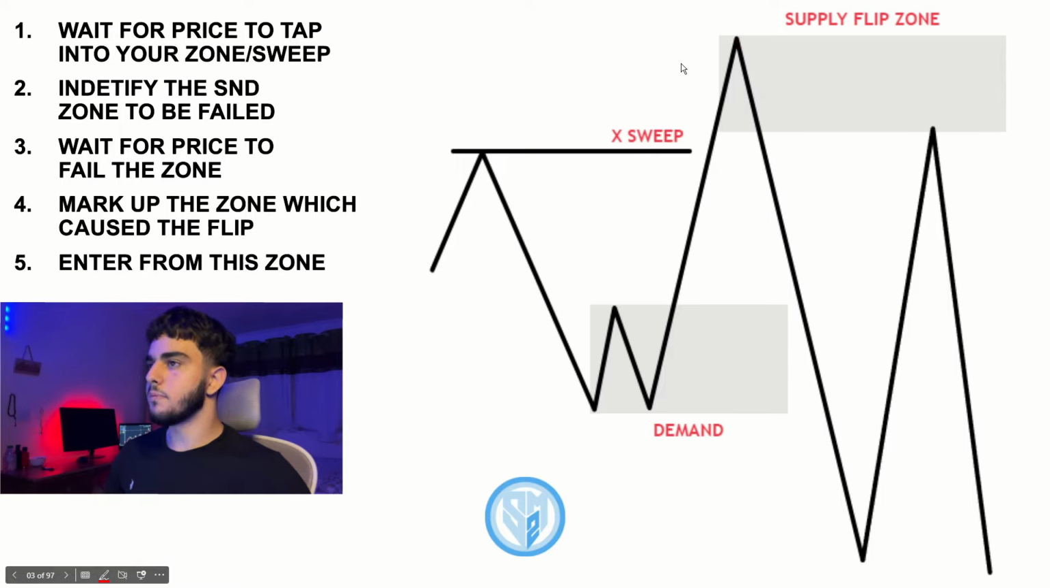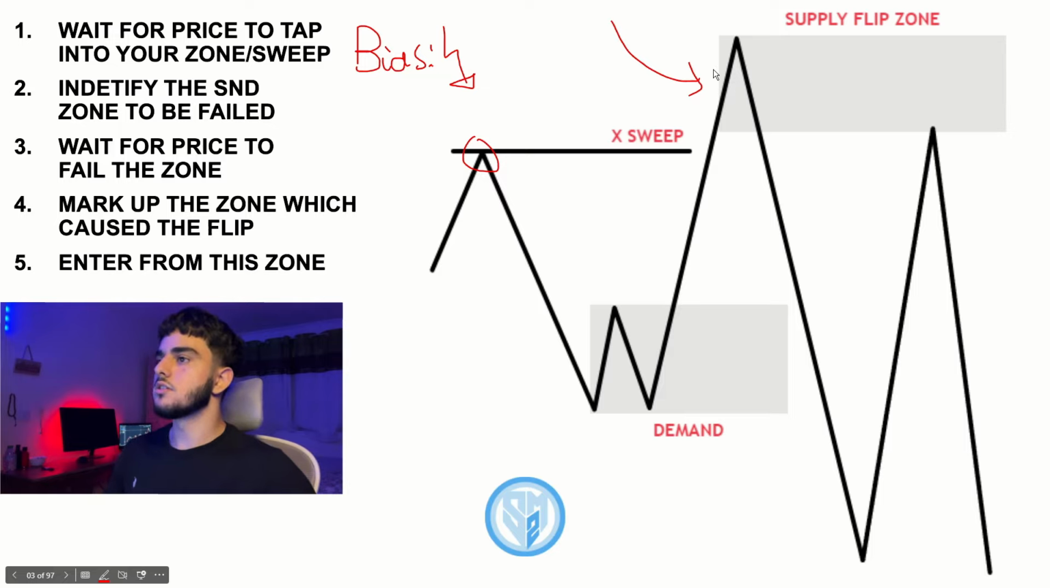So to simplify it to this example, we have a supply zone and we have a sweep towards the upside. So our bias, let me just mark it up here, our bias is downwards. We want price to go down now, and all we want to see is some sort of indication or confirmation to tell us that our bias is correct.